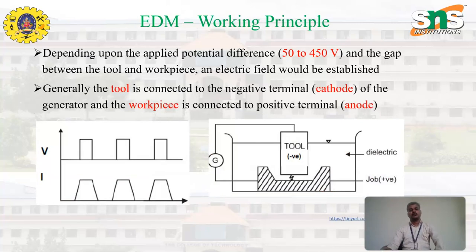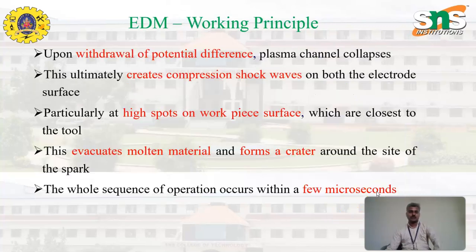Depending upon the applied potential difference, with a voltage of 50 to 450 depending on the material being discharged, the electric field is established between the tool and the workpiece. Generally, the tool is connected to the negative terminal, the cathode, and the workpiece is connected to the positive terminal, the anode. This is a diagram where the dielectric medium is used, and this is the job.